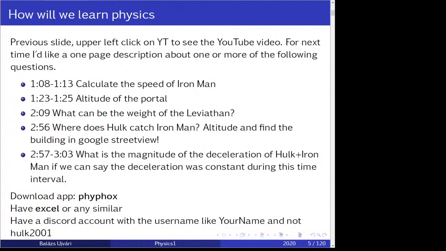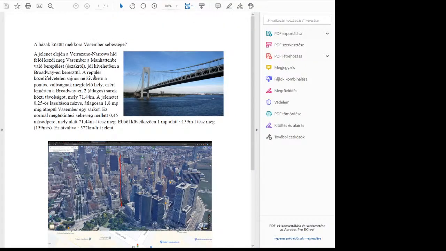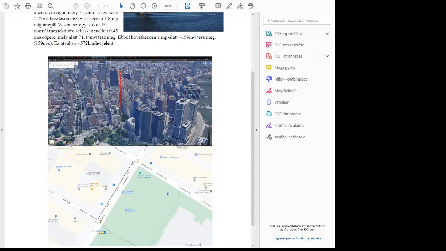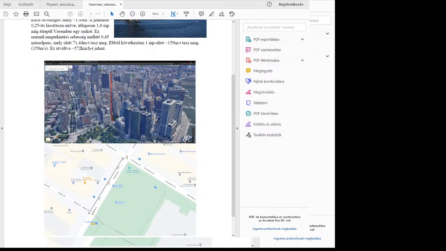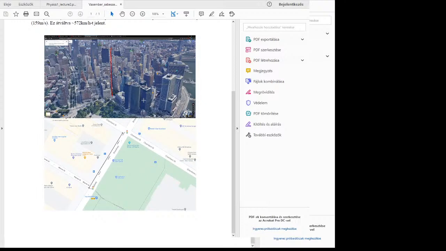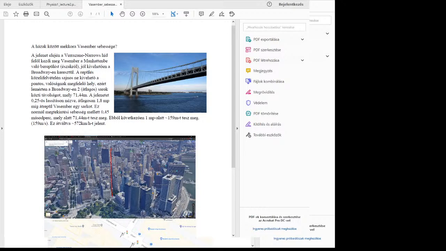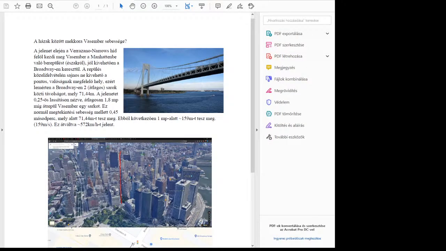For example, if you try to see where Iron Man was flying, and you also measure the size of the blocks, from these two pieces of information, plus checking how long it takes to pass one block, you can estimate the speed of Iron Man.